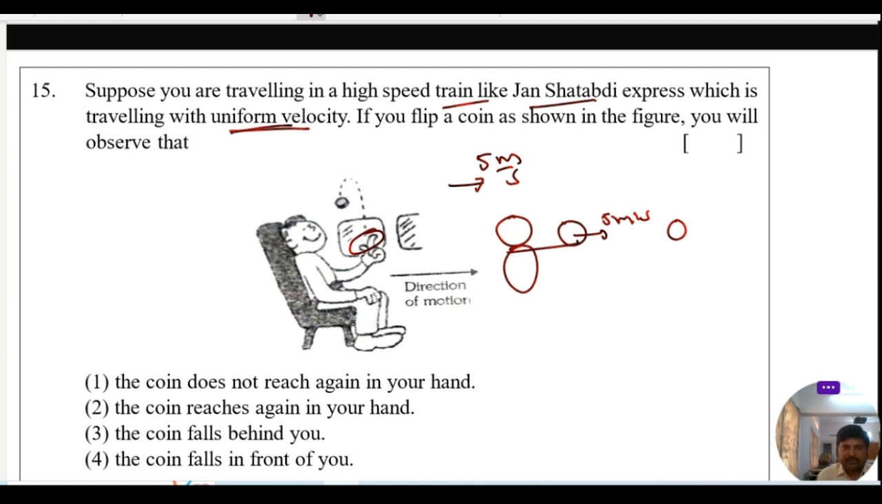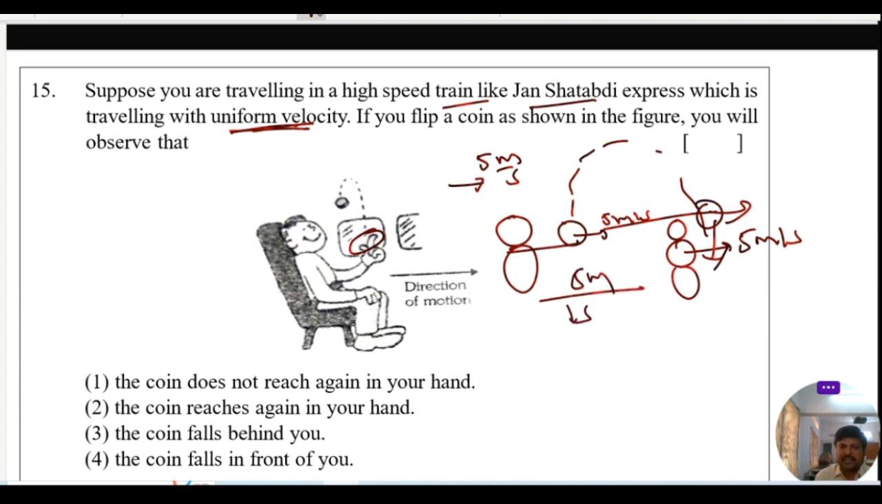But we already know very well the train is moving with uniform velocity. Uniform velocity means the passenger's speed is 5 meter per second, and the coin's speed is also 5 meter per second in the horizontal direction. So the coin falls and reaches again in the hand of the passenger, because his speed and the coin's speed in the horizontal direction remain the same. In 1 second, the passenger moves 5 meter, and the coin also moves the same 5 meter in the horizontal direction. That's why the coin reaches the hand again. This is due to inertia of motion.